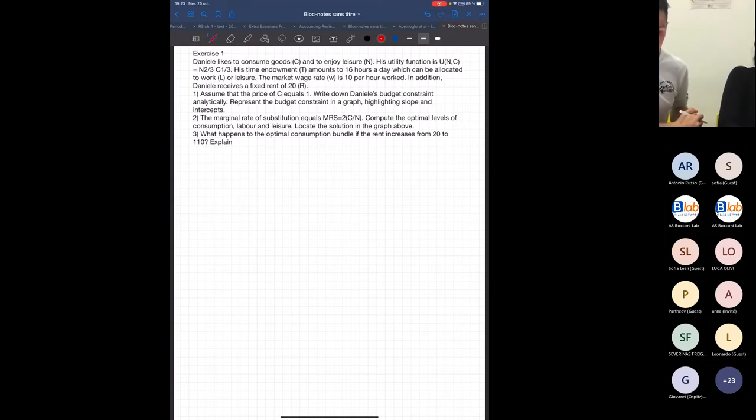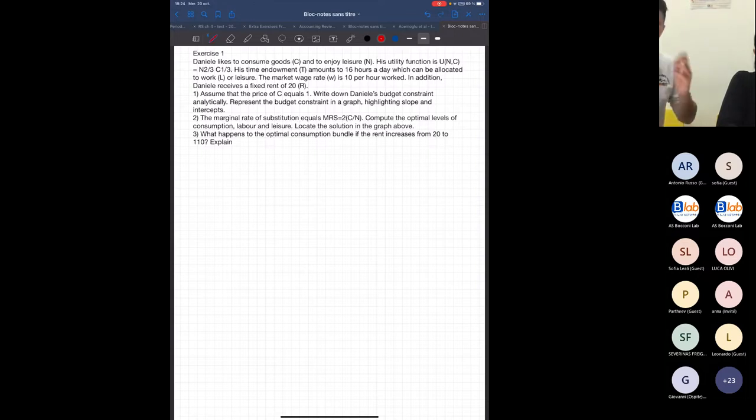You have two questions. First one: assume that the price of consumed goods equals one. So it doesn't matter how much you consume, you're going to spend one all the time. Write down Daniele's budget constraint analytically and represent it in a graph, highlighting slope and intercepts. Then, the marginal rate of substitution, which you can remember from the first true or false we did, is equal to 2c over n. Compute the optimal levels of consumption, labor, and leisure. Locate the solution in the graph above.